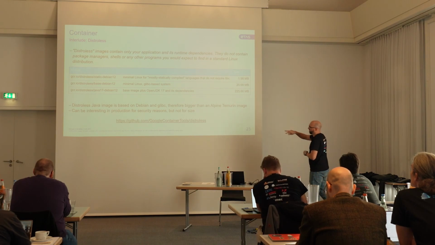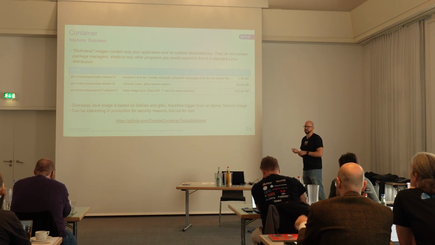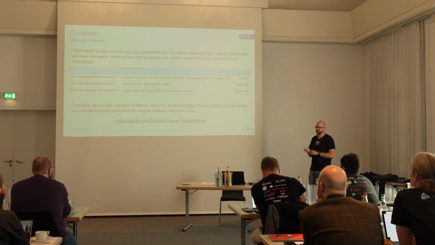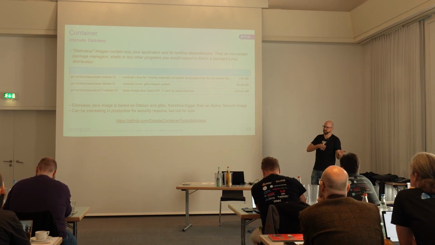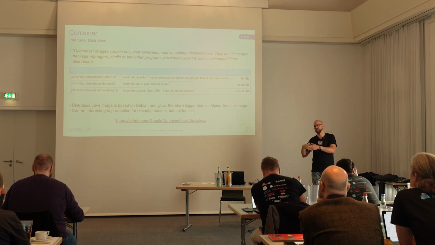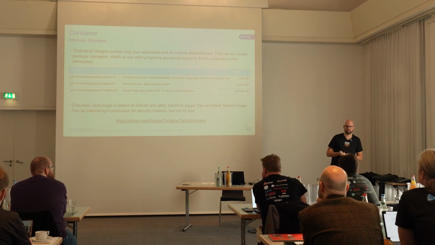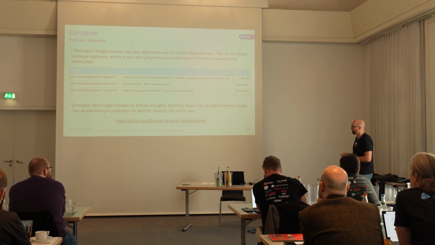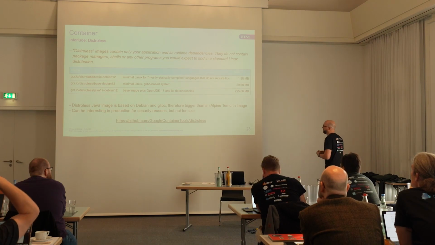So the Java 17 Debian 12 has already 225 megabytes. So compared to an Alpine, it's quite a lot. Compared to the defaults from Ubuntu or Debian, it's less. I just added it because I wanted to have the full picture of containers with Java.